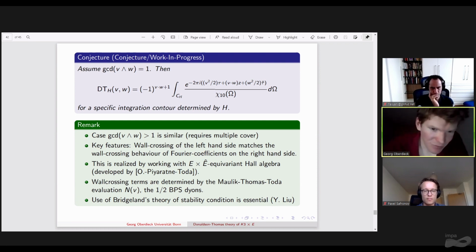And maybe a final comment here, what's really essential is this use of Bridgeland's theory of stability conditions. Okay, so these have been constructed for this basis by Eugene Gorsky.